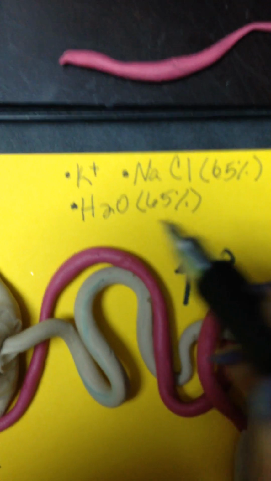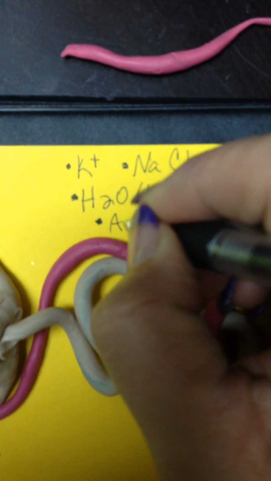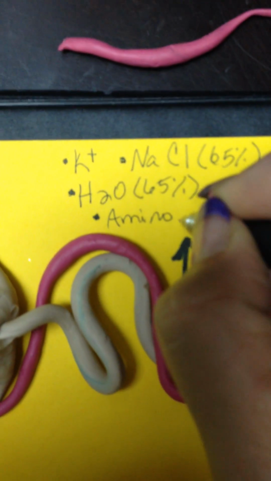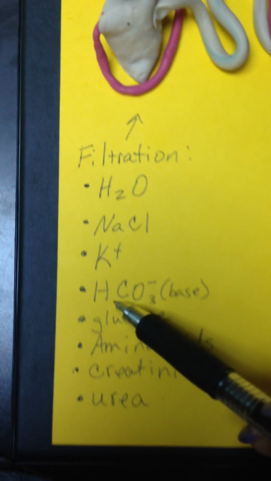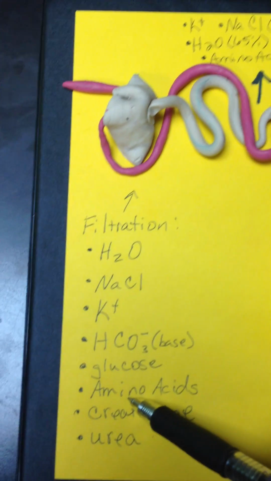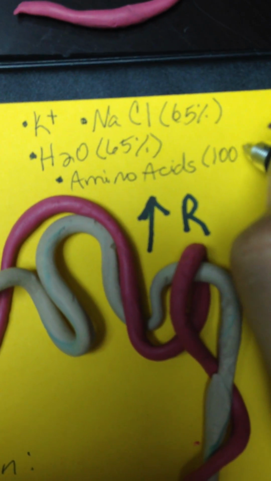You don't have to know these percentages. They're just going to show you that we're taking back in a lot. And look here, these important guys. Amino acids. We filtered all of it out right here, but now we're going to take in our amino acids to build our proteins. We're going to take in 100% of them right back into the blood.